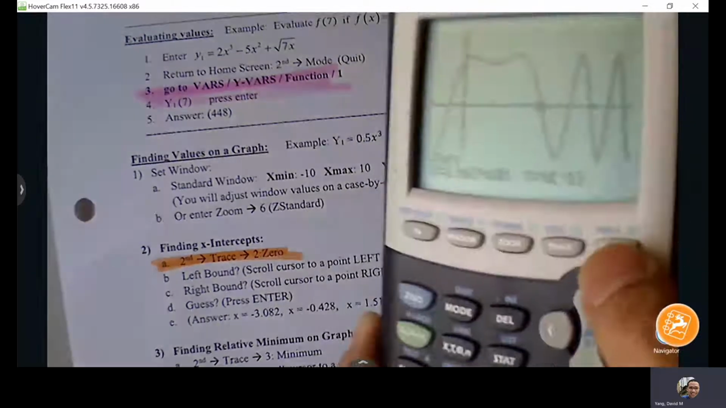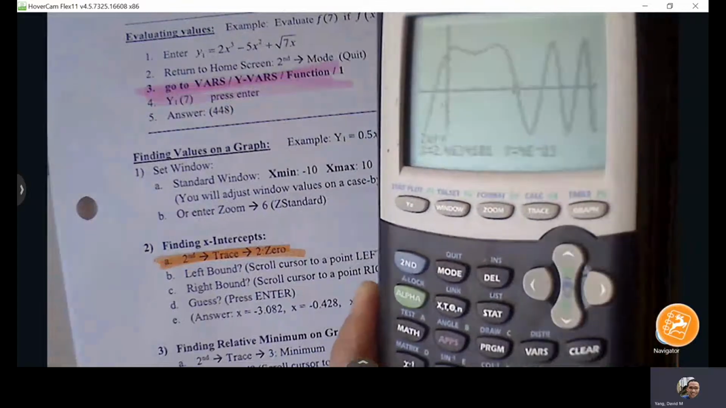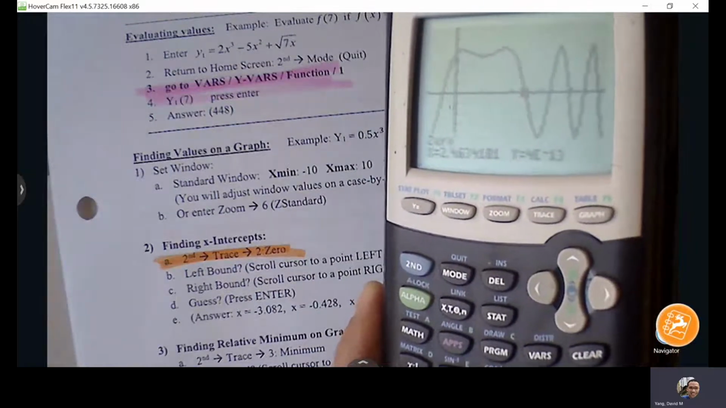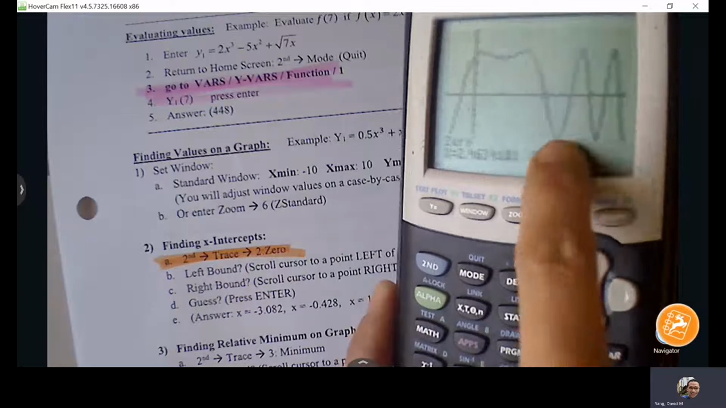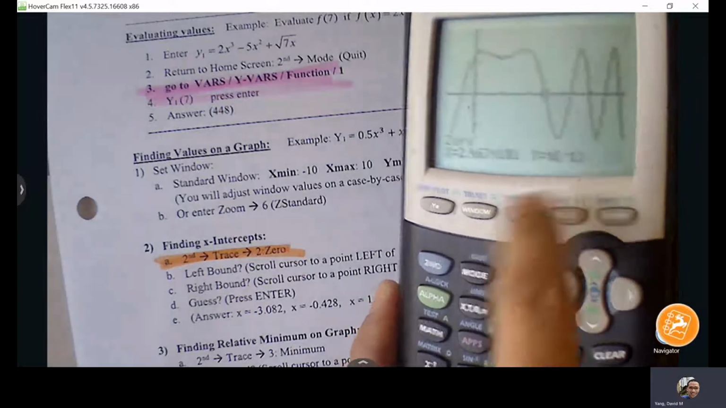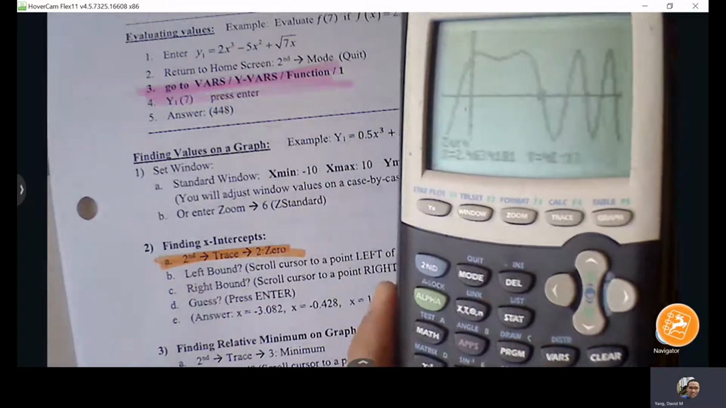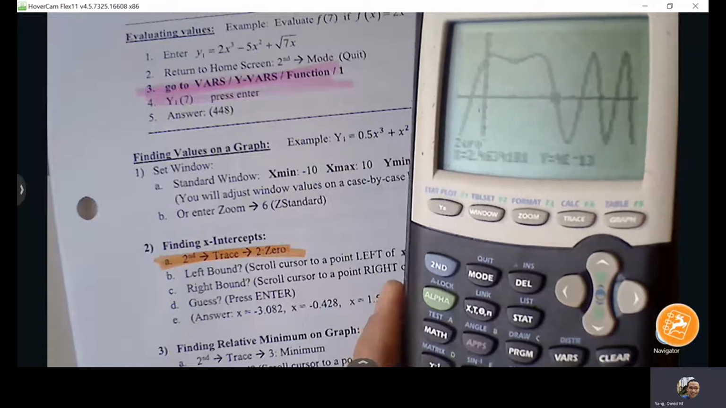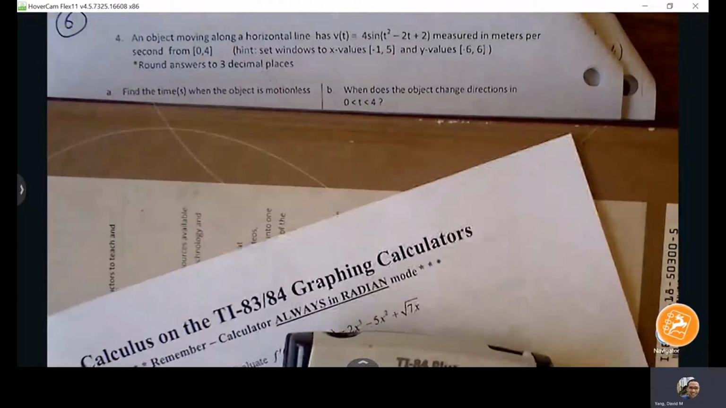Now there's a strange notation there. That 4e to the -13 is basically saying it's really close to 0. It'd be nice if it just rounded to 0, but for some reason the calculator is showing that funny notation. But that's basically saying it's 0. Okay. So that's the first x-intercept.